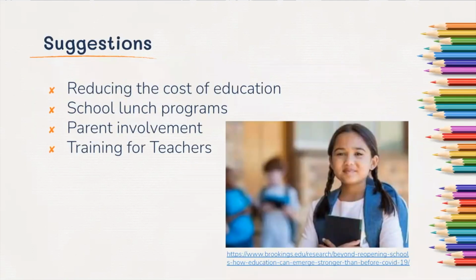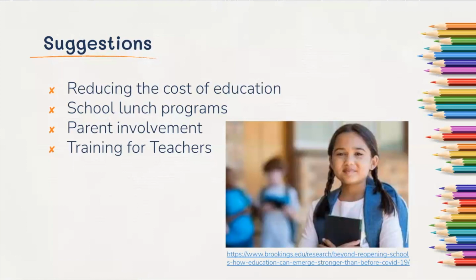Some things we suggest are reducing the cost of education. For example, in some African countries, they have gotten rid of school fees for children to be able to attend schools, and they saw a rise in enrollment. Another suggestion would be to offer school lunch programs for all students because 66 million children worldwide are malnourished and don't get enough food. And providing lunch to students would ensure they are fed and would possibly encourage them to be at school regularly to be able to receive meals.